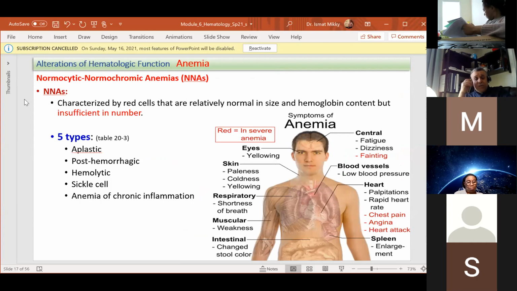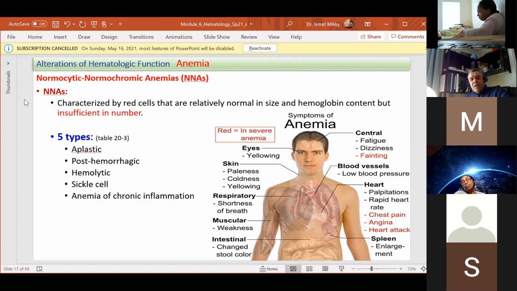Now, both normocytic, normochromic. So we have the cell size and the hemoglobin content of the RBC within range. Normocytic, normochromic. This type of anemia is less common than the other types, the macro or microcytic anemias.